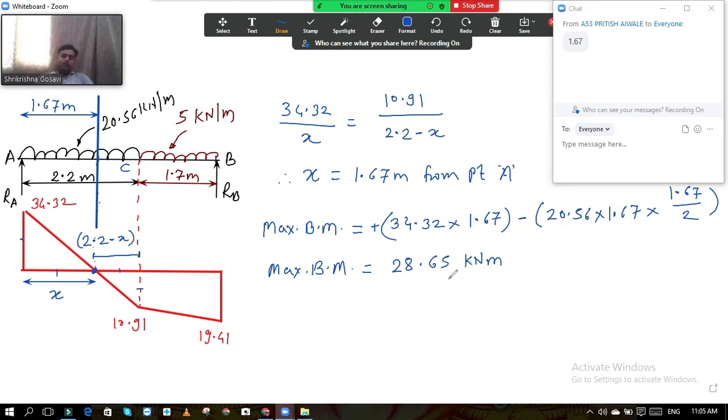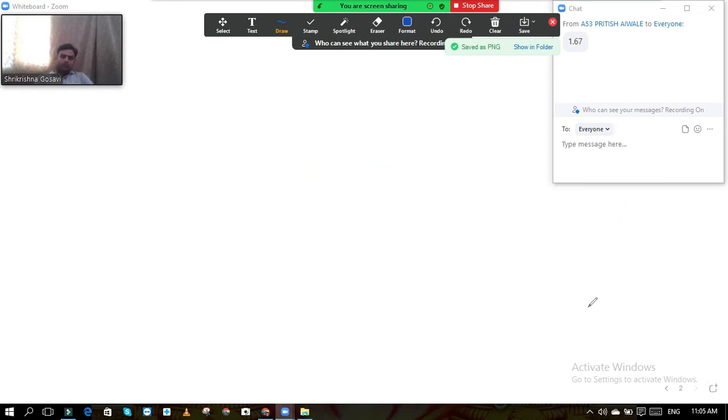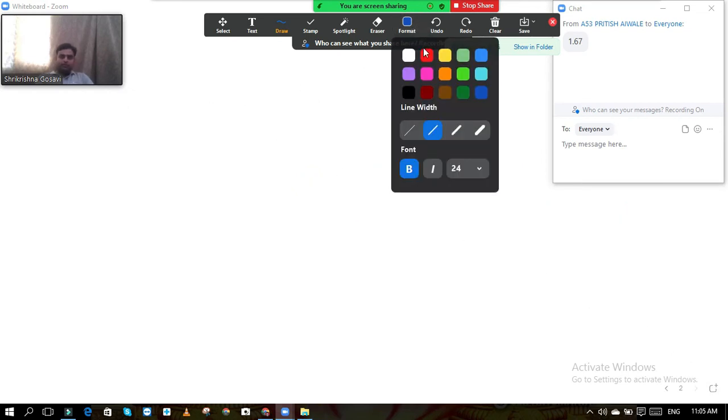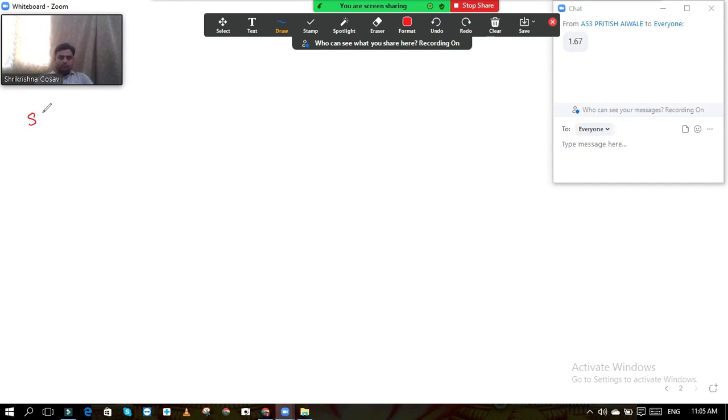Why do we require the bending moment? We require the bending moment to calculate the steel. So now the next thing is steel reinforcement. First, check for depth. Why is it required now? We have already taken the check for depth.